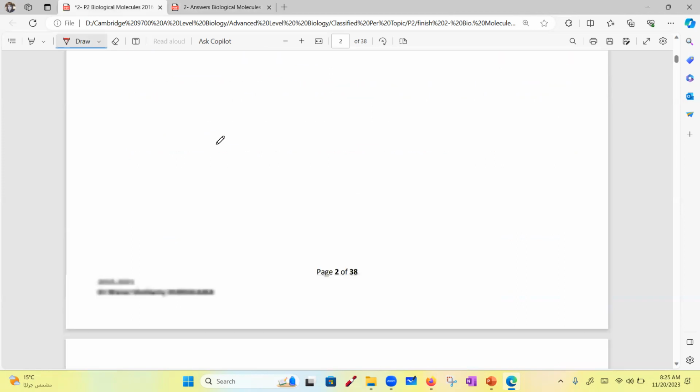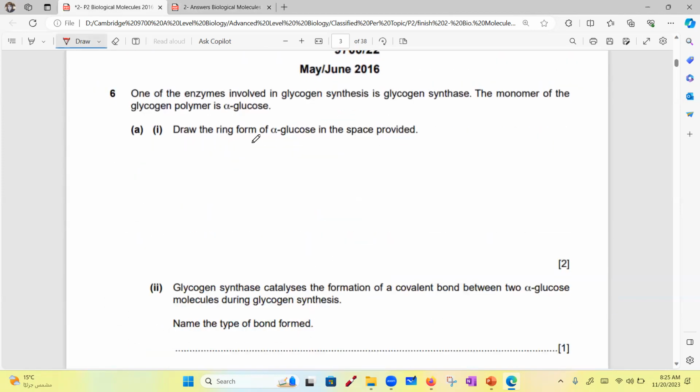Good. Fine. Draw the ring form of alpha glucose in the space provided. Then this means that you have to memorize the alpha glucose or not. When you are asked to draw a single ring, then you draw all the elements, the hydroxyl and the hydrogen and so on. Take a minute and try to draw it. Don't look at the mark scheme. Go ahead. And then I'll draw it.